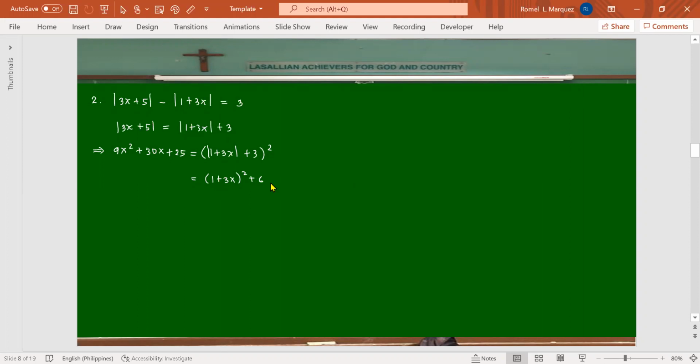Then twice the product: 6 times abs of 1 plus 3x, because twice the product. Plus 9. Expand this: 1 plus 6x plus 9x squared, plus 6 abs of 1 plus 3x, then plus 9. So this is 9x squared plus 30x plus 25. Is that clear, children?